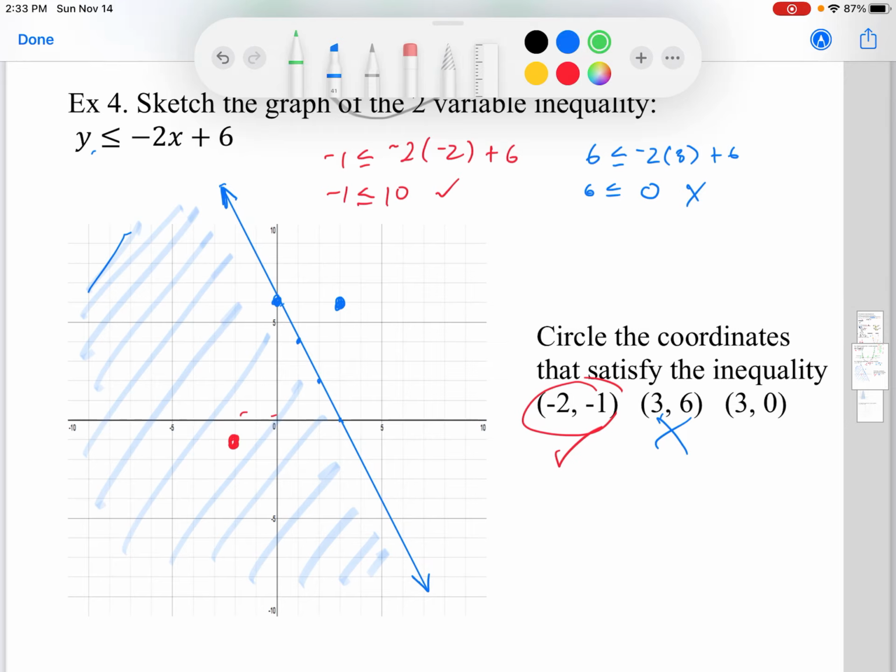If I move on to the other one, 3, 0, it's right on the boundary. Since it's equal to, that works. And again, if I check this, 0 is less than or equal to -2 times 3 plus 6. I get 0 is less than or equal to 0. That's okay. So that satisfies the inequality, both in the region and in the equation.